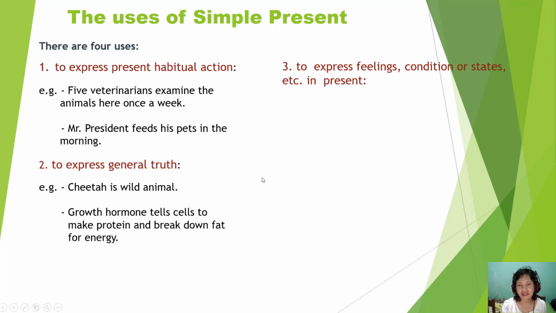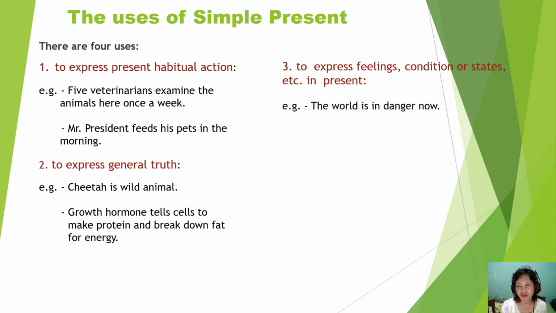Okay, the next is to express feelings, conditions, or states, etc. in present. To express feelings in present. I emphasize here in present because we use simple present. Can I express feeling in the past? Of course. You can say, I was sad last night. It's okay, but it is simple past, not simple present. We talk about simple present now. So everything is at present now.